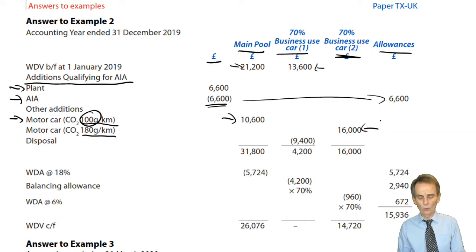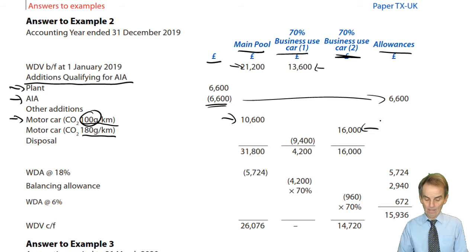We've dealt now with all of the additions eligible for either AIA or WDA. There were indeed no other additions there. The only other thing we could have seen was yet another car, which of course had low CO2 emissions, and that would be dealt with after dealing with any writing down allowance, any balancing adjustments in a separate FYA calculation at the bottom of the computation.